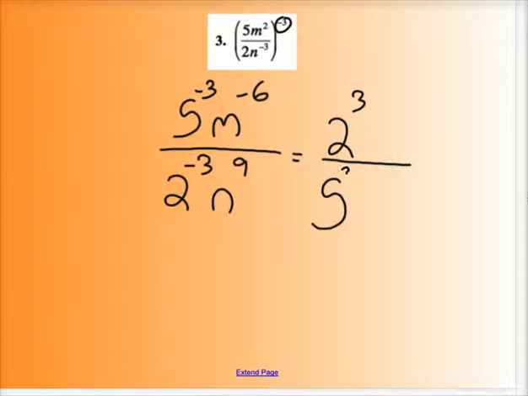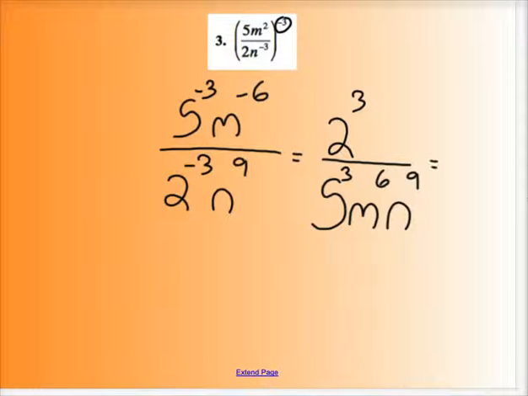The 5 moves downstairs, the m moves downstairs, and the n stays downstairs. So again, after you apply any exponent rules, if you have any negatives, you just move it around.